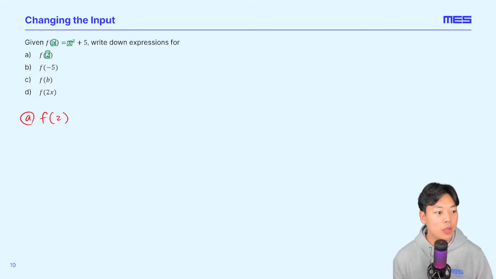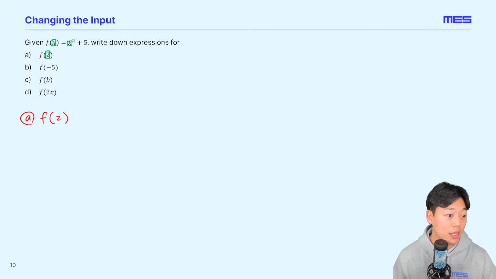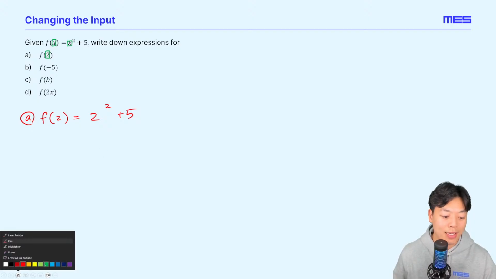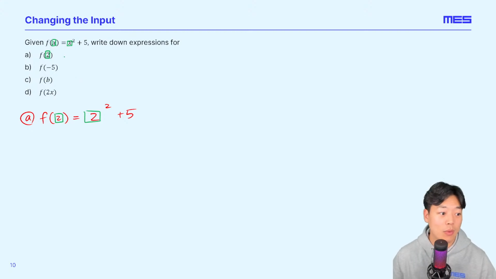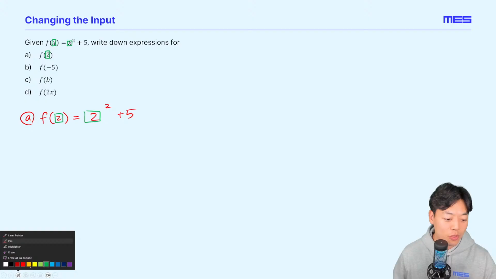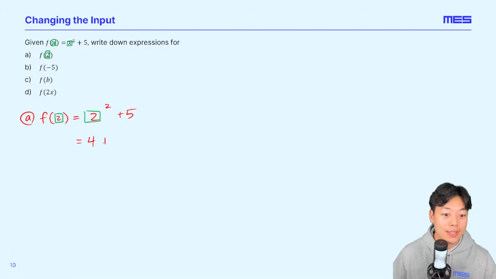So something I like to do, again, is to put a box around each x. So what we get here is 2 squared plus 5, and we can box these 2's to make sure that we have plugged in 2 into all the x's that we see in our original function. So we have 2 squared, that's equal to 4, plus the 5. That gives us a 9, just like this.